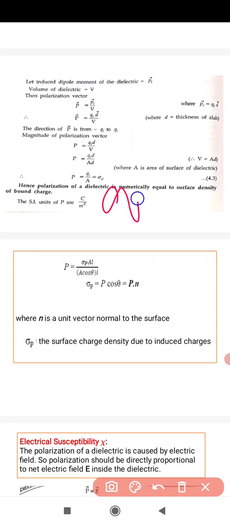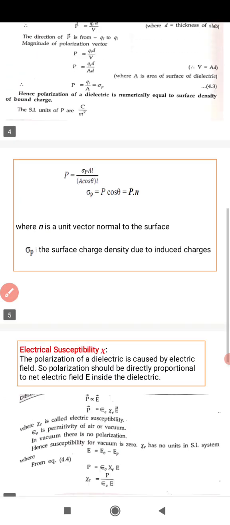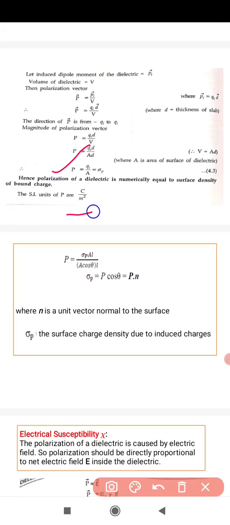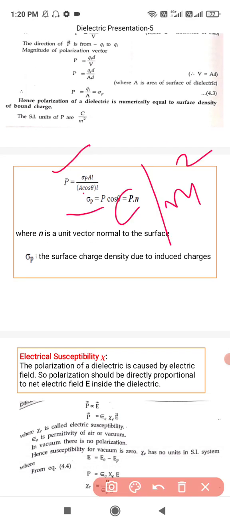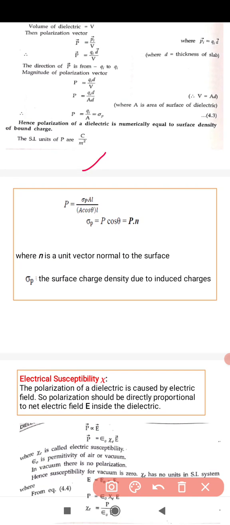We know that Q is a charge, which has the unit coulomb, and area has the unit meter square. Therefore, the polarization vector P has an SI unit of coulomb per meter square. Next, the polarization vector is finally represented by sigma P A dL divided by A cos theta dL. This is the general formula.